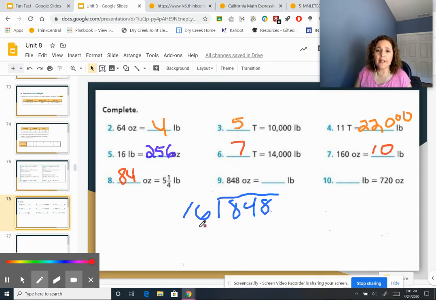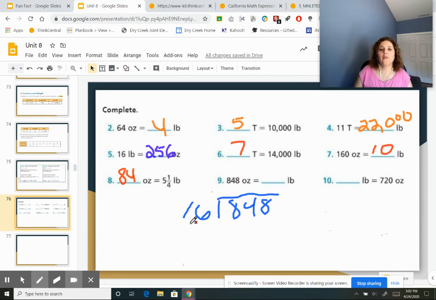Now I'm going to think, okay, 16 goes into 84 how many times? And 16, that's one of those tricky ones. If I were to estimate, that's right between the 10 and the 20. It's closer to 20. So I'm going to estimate and do a little guess and check. I'm going to do 16 times 4 and see what I get.